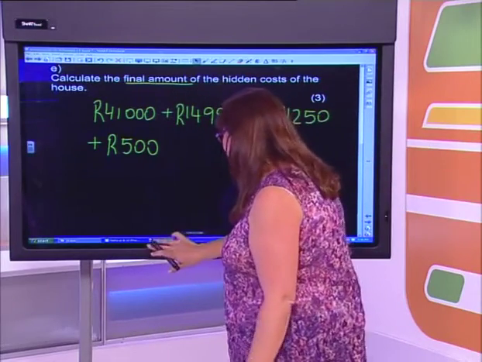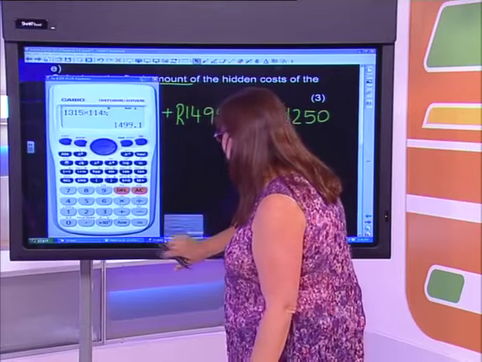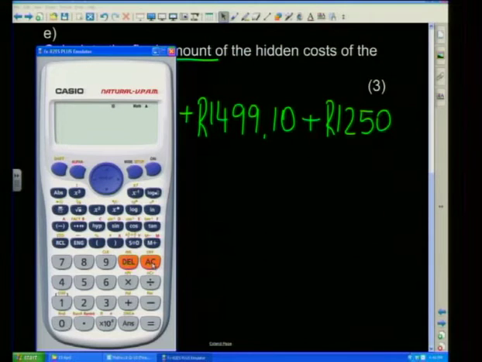Okay, so let's get our calculator out. So we're going to find a calculator. Right, let's clear that. So we had 41,000 Rand plus the 1499.10 plus the 1250 plus the 500. That's what he pays in total in hidden costs. 44,249 Rand and 10 cents.